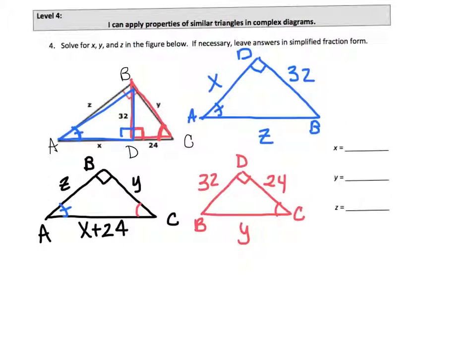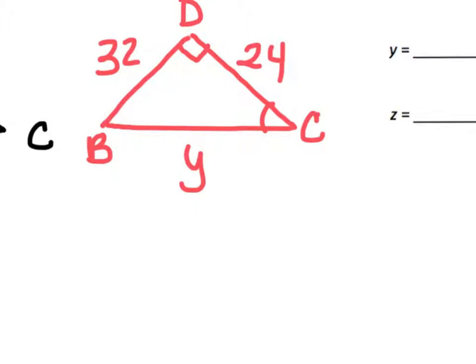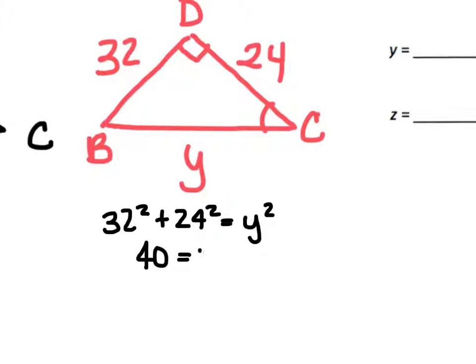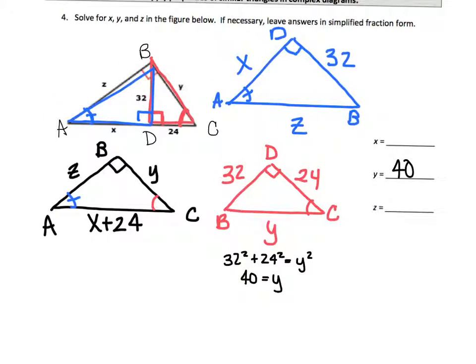What I see is triangle DCB, the red one. I've got 2 sides of that triangle, so I can go ahead and find the third one. So that's what I'm going to do. I'm going to go ahead and find Y. So I got 40 for Y. Okay, so I got 40 for Y, so I'm going to go ahead and get rid of this and put 40, so maybe I can see something else.